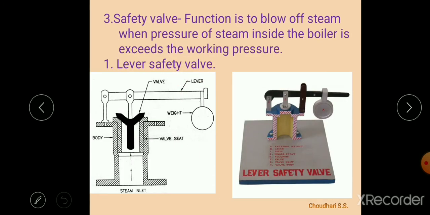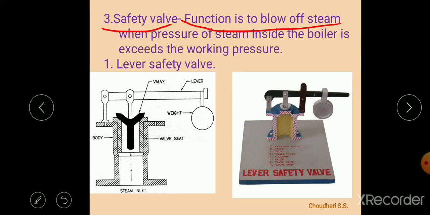Next one is the safety valve, which is very important. As the name indicates, its function is to blow off the steam when the pressure of the steam inside the boiler exceeds the working pressure. In certain cases, if there are low water conditions, or the water pump is not working, there is no water inside the boiler shell. Or in some conditions, higher steam is formed in the boiler shell at high pressures.